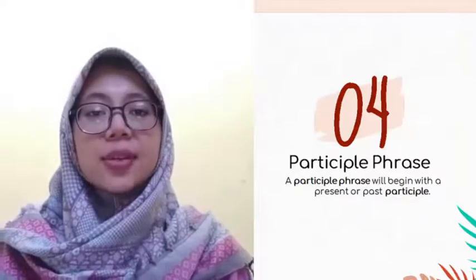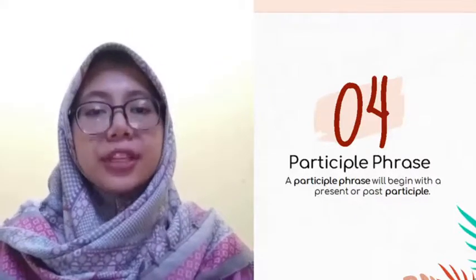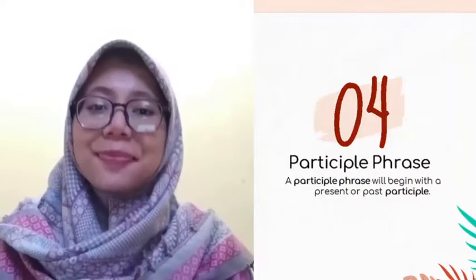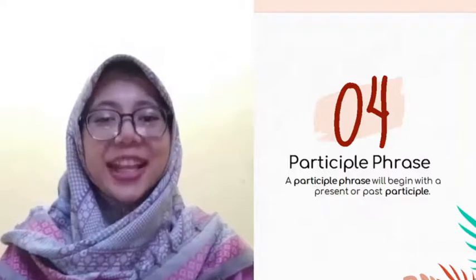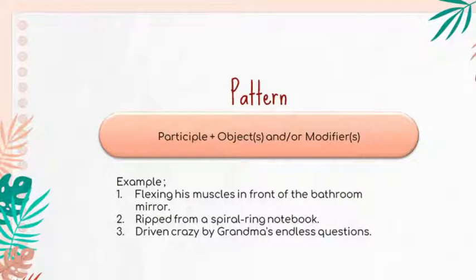Since all phrases require two or more words, a participle phrase will often include objects and or modifiers that complete the thought. Okay, let's know about the pattern of participle phrase. The pattern is participle plus objects and or modifiers.